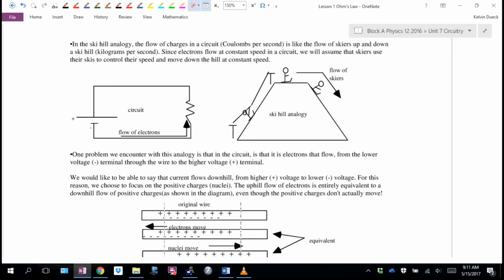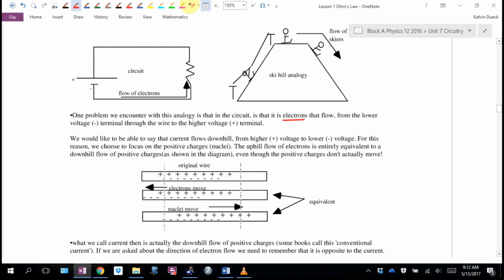Okay? Here's our problem, though. One problem that we encounter with this analogy is that in a circuit, it is the electrons that flow from a lower voltage to a higher voltage, but we would like to mathematically say current flows downhill, not uphill. We would like to say things go from higher, a bigger voltage, to a lower voltage. It's much more intuitive. Our brains work better that way.